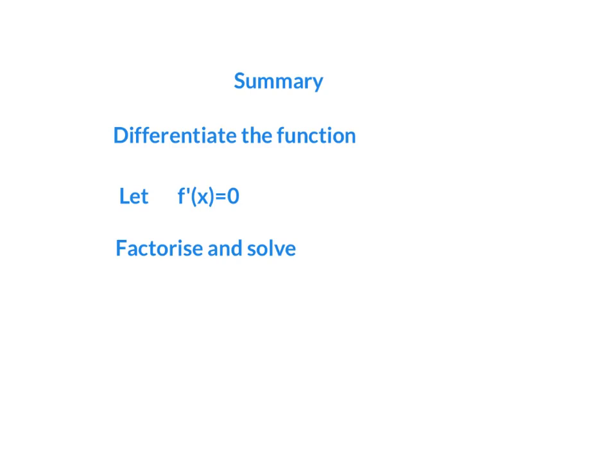So to summarise what we did, because there's quite a lot of steps there, the first thing we did was we differentiated the function. The next thing we did was, once we got the derivative, we made it equal to 0, because we wanted to find the points that have a gradient of 0. Then we solved this equation to give us the values of x. Remember, when we factorised in this case, we had to take a common factor out first, then we were able to use a trinomial. Always check for a common factor first.